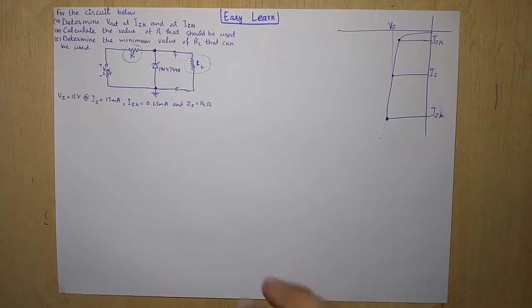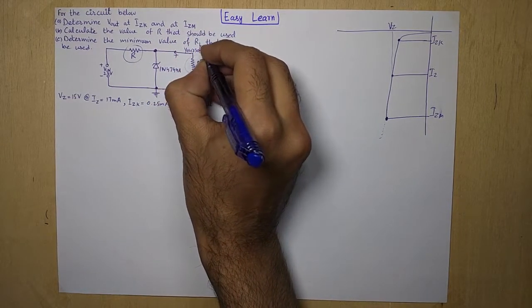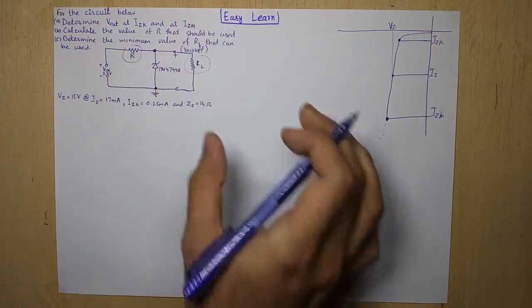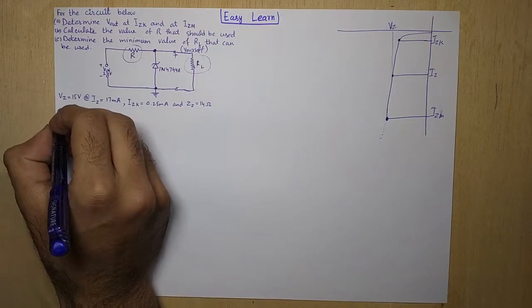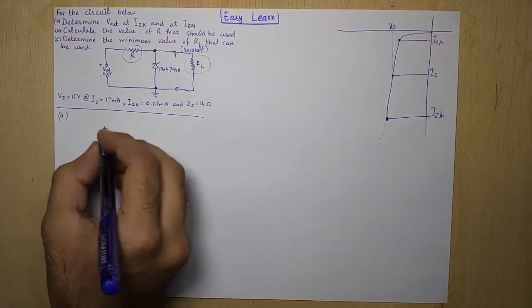You have to calculate this third portion by yourself, because we already calculated this type of question in the previous episode. Let's start with the first, that is part A.